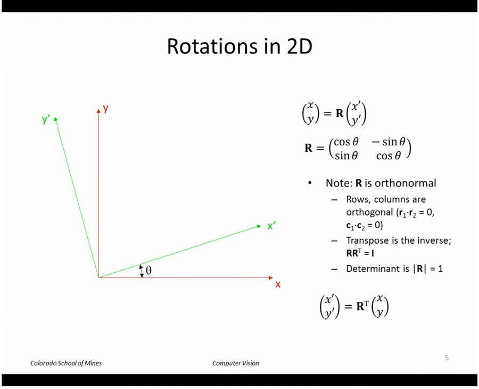If we wanted to rotate the other way, in other words, find the primed coordinates from the unprimed coordinates, we could multiply the unprimed coordinates by the inverse of the rotation matrix, which is, in this case, just the transpose.